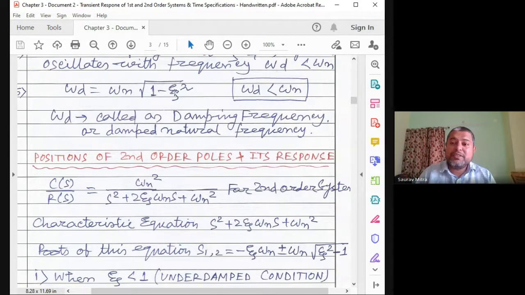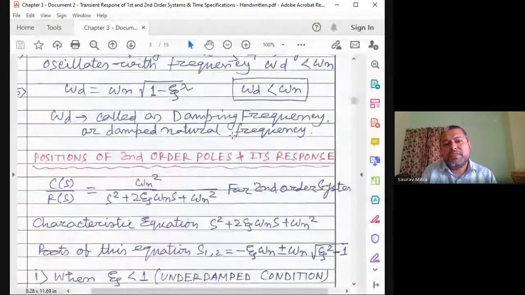As zeta value increases, oscillation in the system reduces. Oscillation means instability. That you have to understand. Oscillation means instability, more is the energy. So more is the value of zeta, less will be the frequency in the system, and at zeta equal to 1, omega d becomes 0. If you substitute zeta equal to 1, omega d is 0, that means whenever there is critical damping, there is no oscillation found in the system.